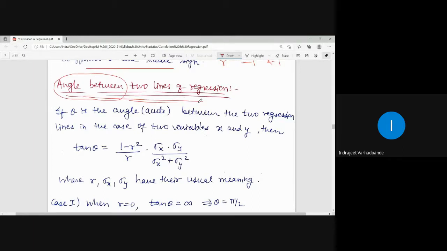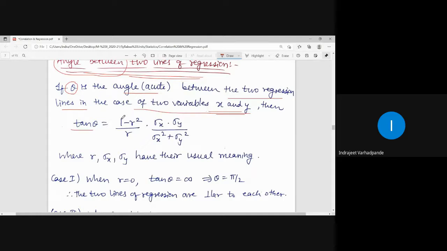So the angle between the two lines of regression, which will always be an acute angle, is denoted by theta. If theta is an acute angle between the two regression lines in case of two variables x and y, it is given by tan theta is equal to (1 minus r square upon r) into (sigma x into sigma y upon sigma x square plus sigma y square), where r, sigma x, sigma y have their usual meaning.